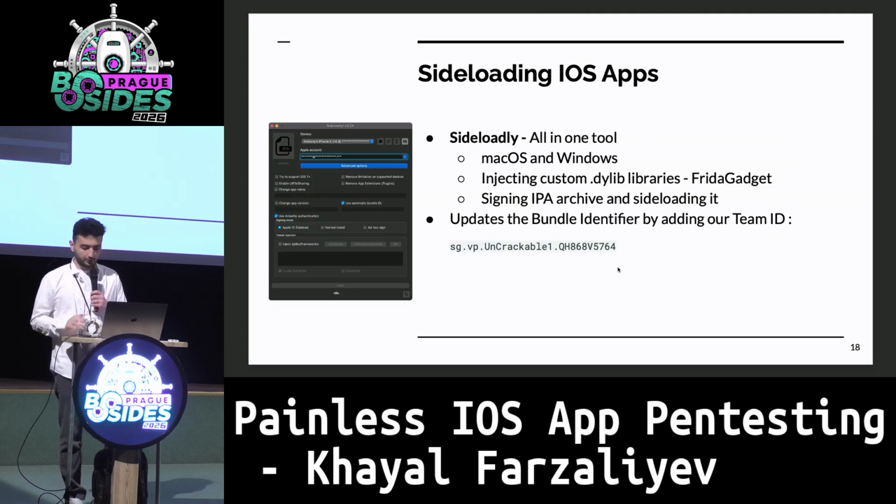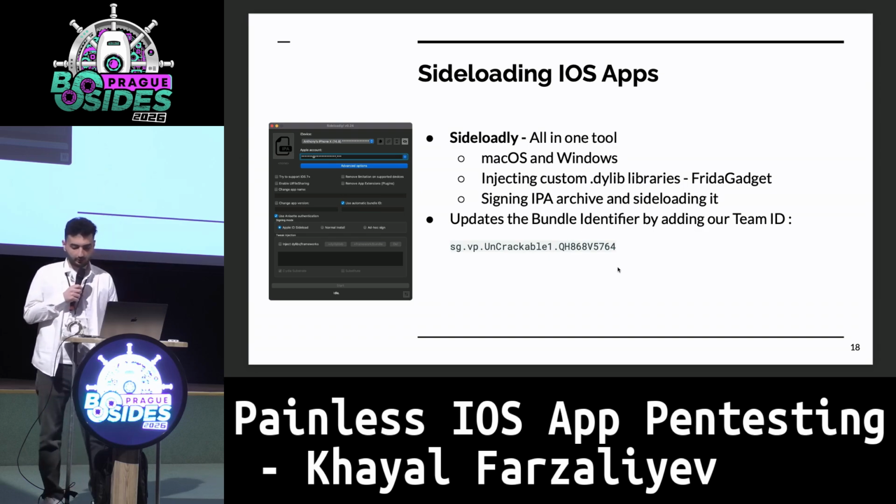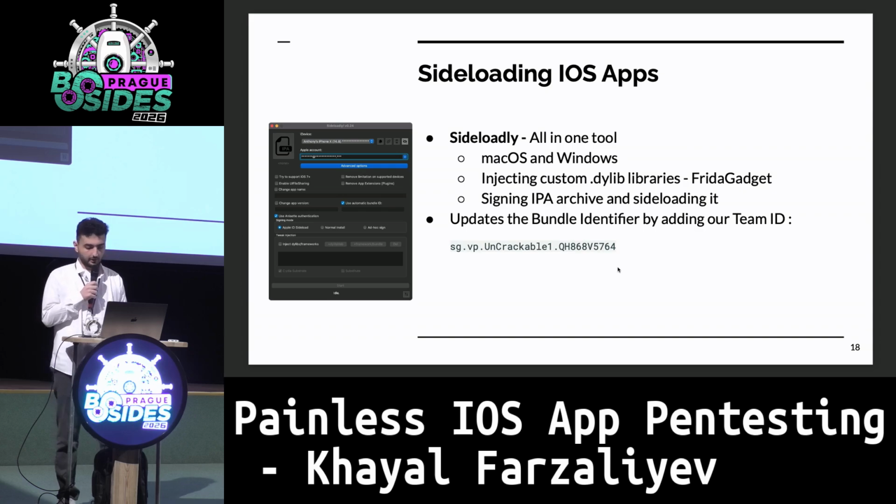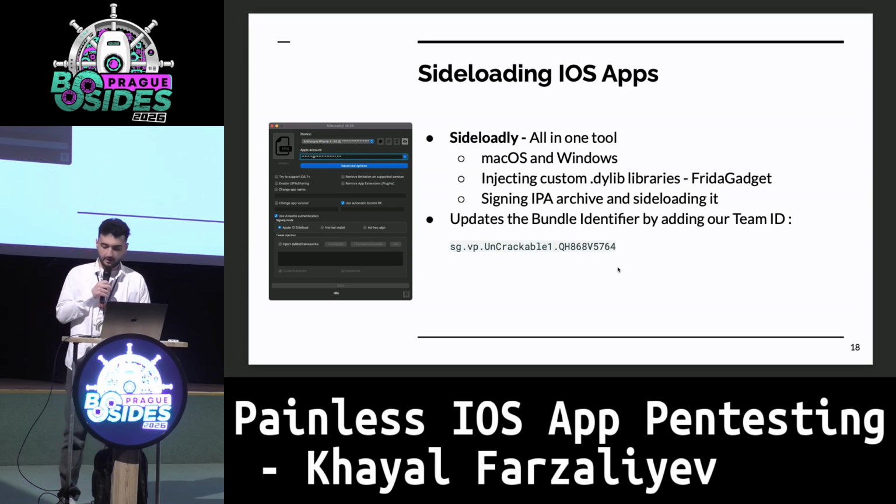Fortunately, there are tools that can automate all this stuff for us. One of them is called Sideloadly. It's an all-in-one desktop application that runs on macOS and Windows, and it does almost everything we just described in a single interface. What Sideloadly does for you: it takes your IPA file, lets you inject custom dylibs, like our frida-gadget.dylib, into it, takes your Apple ID, signs the modified IPA, and pushes it to your device over USB.